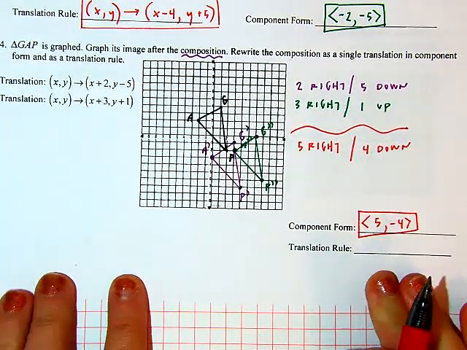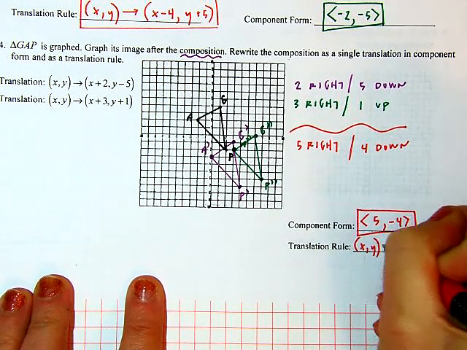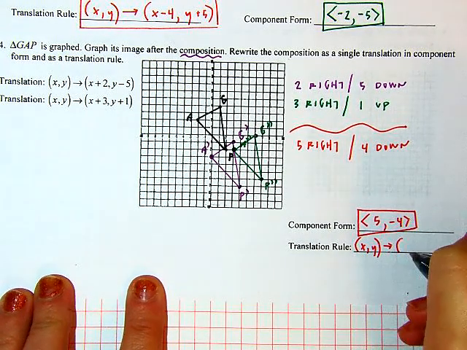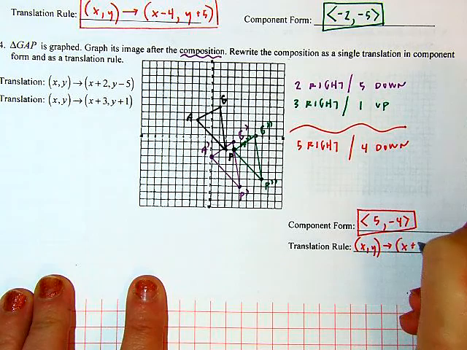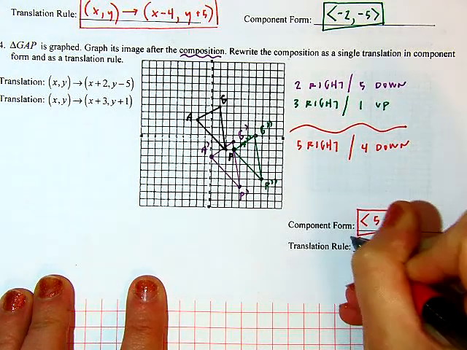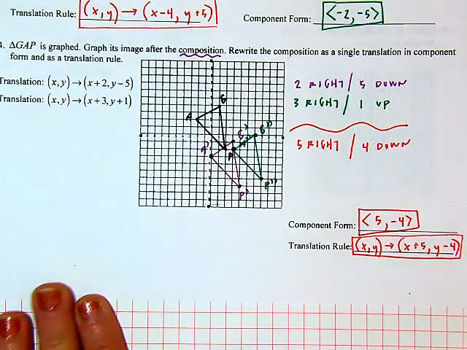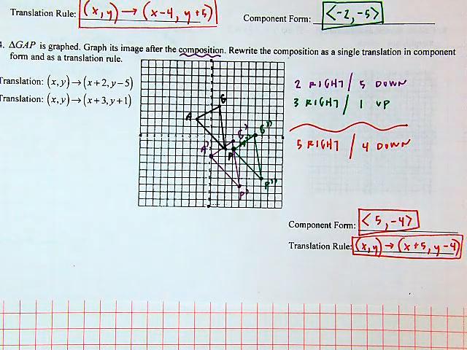Okay, as a translation rule, we would say, okay, well, x, y, arrow to the right. All the x values, we're adding 5. All the y values, we're taking away 4. All right, so a good review of all the translations that we've done up to this point.